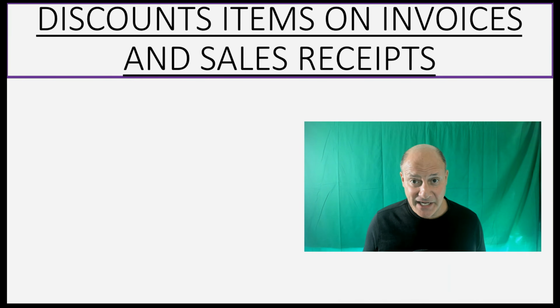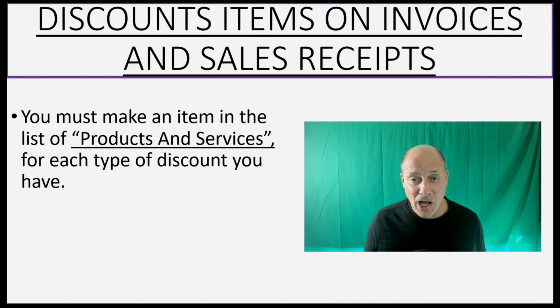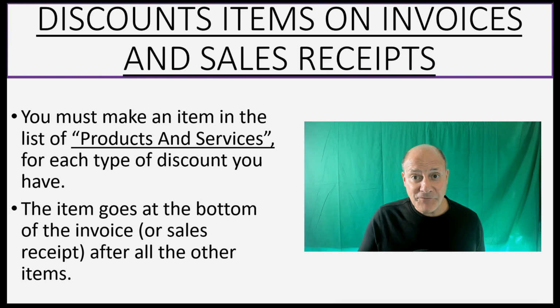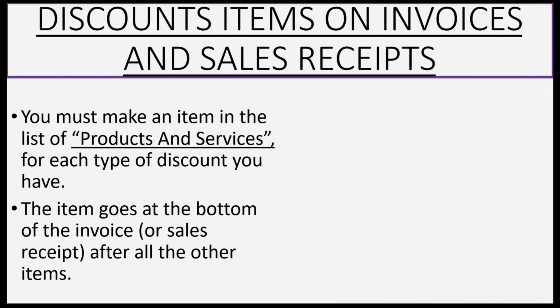To finish setting up for this type of discount, you must make an item on the list of products and services for each of the different types of discounts you give. Then after you make the item, you have to put the item at the bottom of the invoice or sale receipt whenever you're giving the discount.